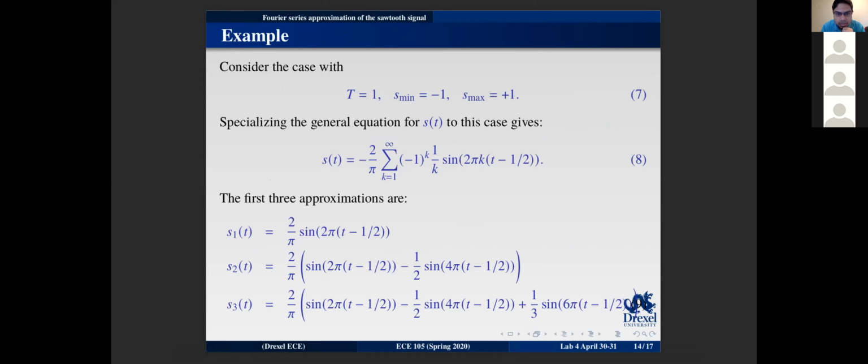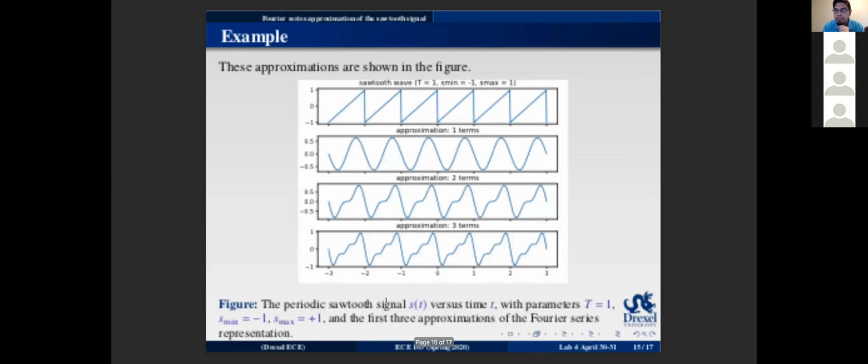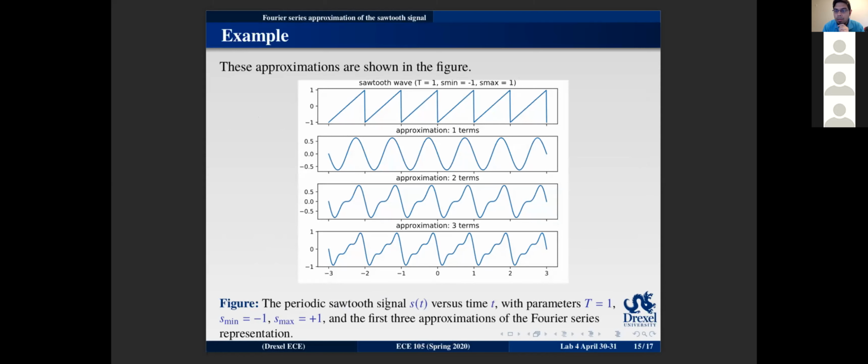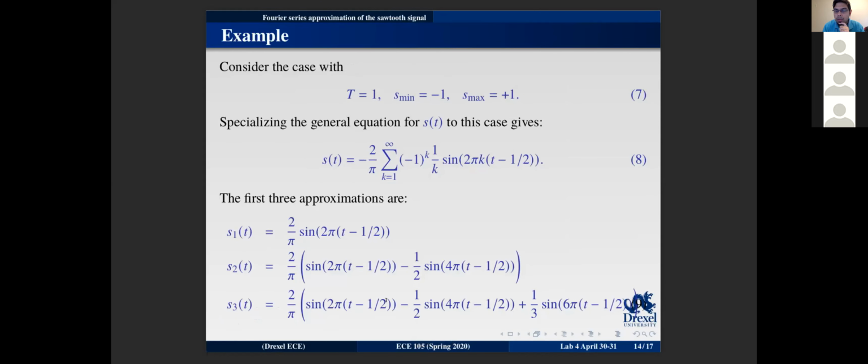John, which part did you not get? Fourier series or sawtooth? Which one? I think that was an answer from before. If you understood Fourier series. Oh, okay, my bad.